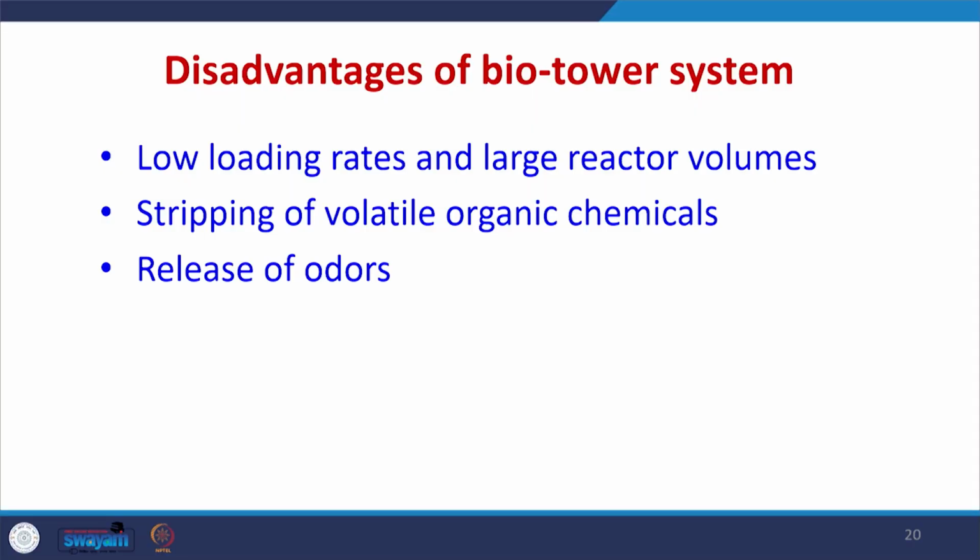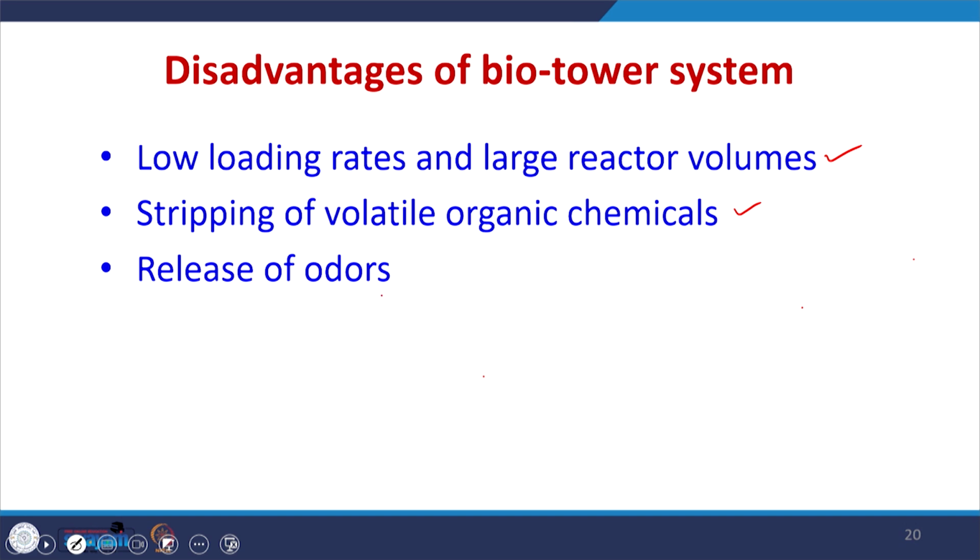Disadvantages of the biotower system: low loading rates are there. That means the reactor volumes may be larger than usual, so we may require a larger reactor volume as compared to the traditional treatment system. Then there is stripping of volatile organic chemicals. If we are using an aerobic system, the stripping of VOCs may happen, so we have to take care of the VOCs in the effluent. When an anaerobic treatment system is there, this problem will not arise because the VOCs will go into the anaerobic treatment system and can be taken care of there.